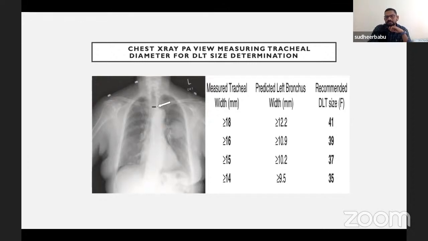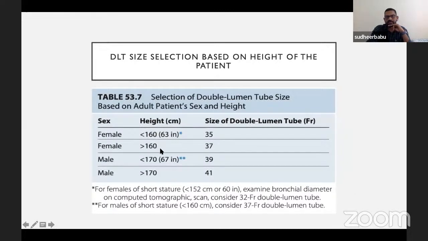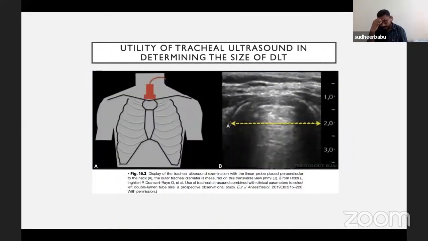So the best method is based on the height of the patient, along with measuring the tracheal diameter; combined, we can choose the appropriate DLT size. For example, a female of 160 centimeters or a male of 170 centimeters, based on that we can choose the DLT diameter. There is also the utility of tracheal ultrasound. Nowadays they say that along with the height and sex of the patient, tracheal ultrasound is the optimum method to size the DLT. The probe is placed perpendicularly at the neck, suprasternal notch, and this gives better results compared to measuring the tracheal diameter.